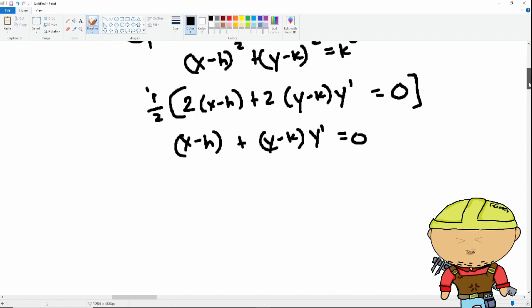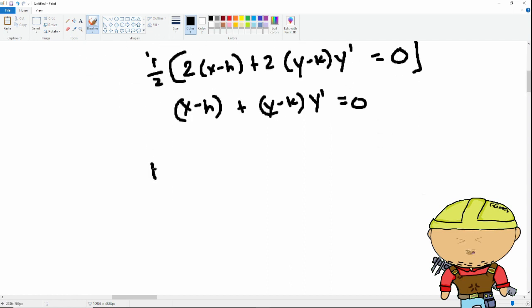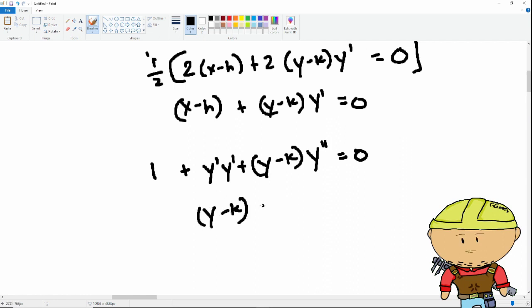Differentiate again. This will become 1 plus, okay, differentiate twice, right? So there are two variables here. I'm gonna differentiate it once: y prime times y prime, then plus y minus k times y double prime is equal to 0. So we have y minus k times y double prime is equal to negative 1 plus y prime squared.